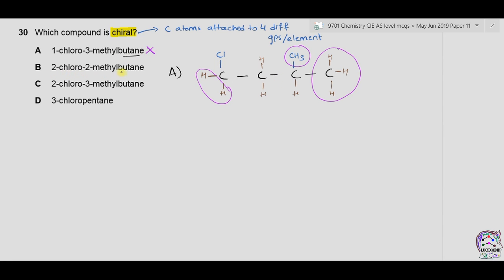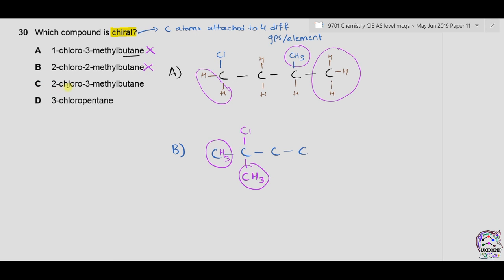B is 2-chloro-2-methylbutane. Now let's draw the structure. Again, we have 4 carbon atoms in the long chain. On second carbon we have chlorine, and on second carbon again we have methyl functional group. So as you can see that both these are same, so therefore this is not chiral.